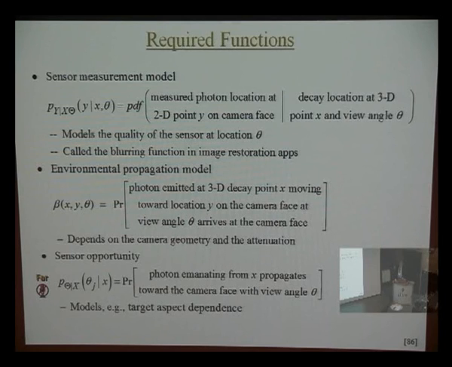I have to know that function. I have to know all three of these. And to know all three of these well means that I have to be a really good engineer.